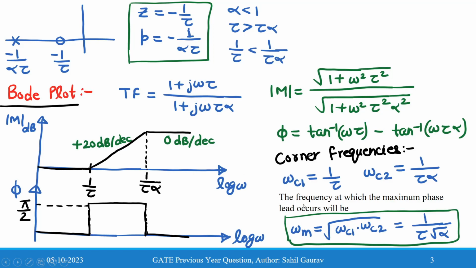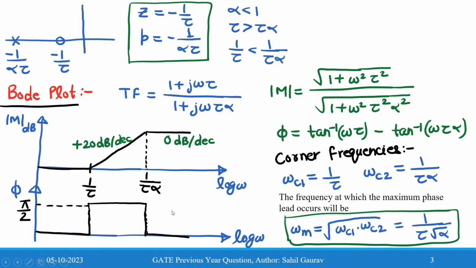And we also know that the frequency at which maximum phase lead occurs will be the geometric mean of these two corner frequencies. This is very important. The frequency at which the maximum phase lead occurs will be the geometric mean of the corner frequencies. So the geometric mean will be the square root of omega c1 into omega c2, so we will get 1 divided by tau root alpha. This is the frequency at which the maximum phase lead will occur.